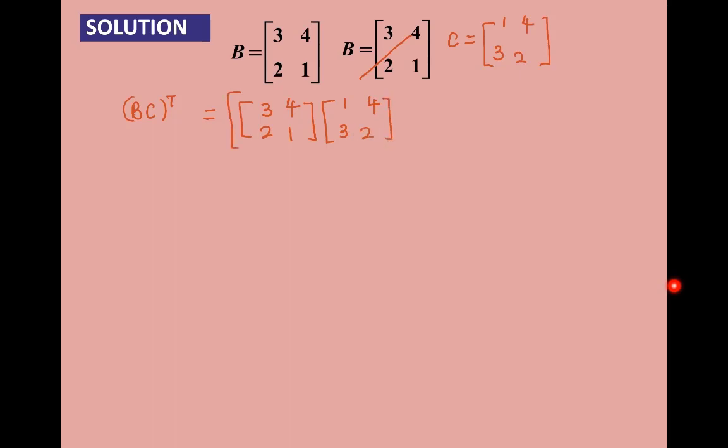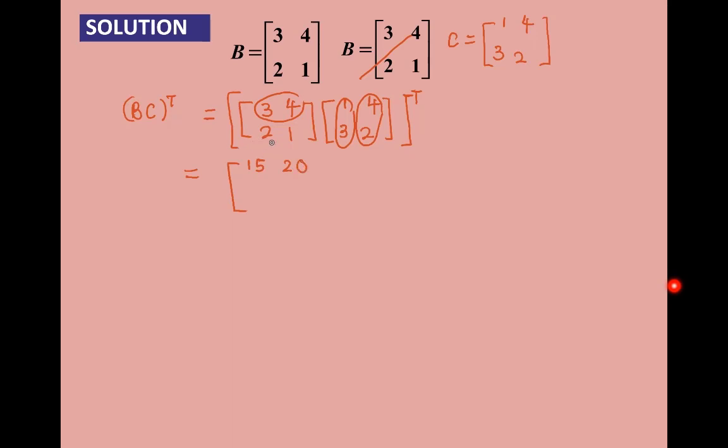Remember, after we multiply, we still have to find the transpose. So remember, students, how we multiply two matrices. We take the first row times the first column. So 3 times 1 is 3, plus 4 times 3 is 12, so 3 plus 12 gives us 15. The second element is row 1, column 2. So 3 times 4 is 12, plus 4 times 2 is 8. So 12 plus 8 is 20.